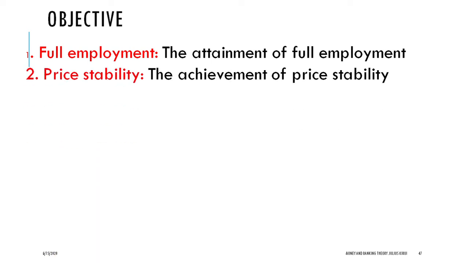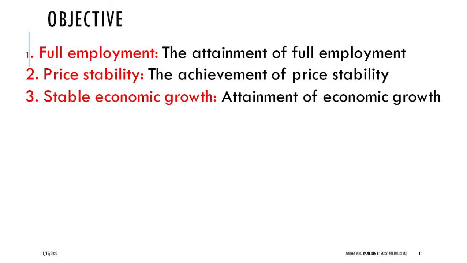Number two, price stability. The achievement of price stability. So through monetary policy, we'll be able to achieve price stability. Now we'll look at this. How can we achieve price stability? Remember, inflation causes a higher rise in prices. Deflation causes a low or decrease in prices. So we need to control the price level.